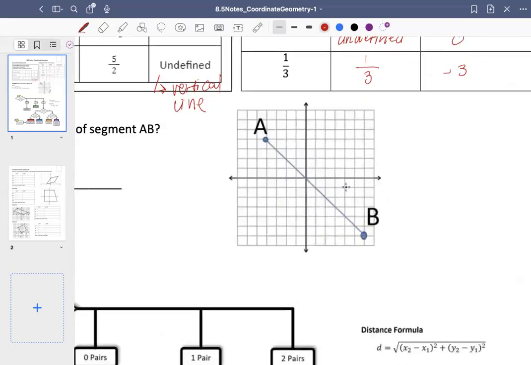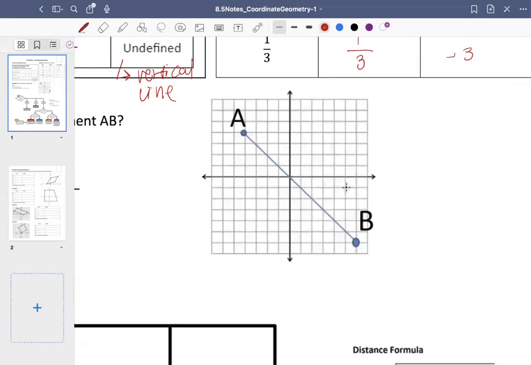Now we're just going to go over how to find slopes when we're given a graph. We define slope as rise over run. For this unit, we're going to be physically counting our rise and our run. So I start with my rise. To rise, I'm going to go from B to A. So I count 1, 2, 3, 4, 5, 6, 7, 8, 9, 10. So I get a rise of 10.